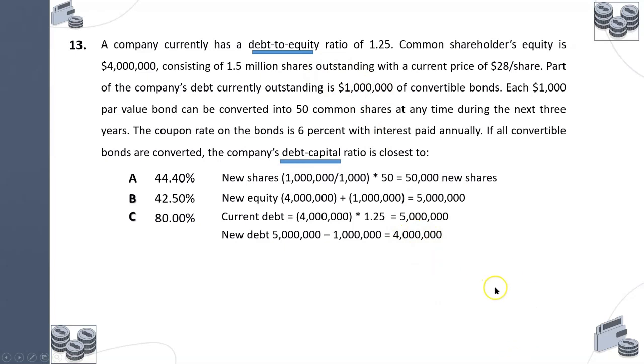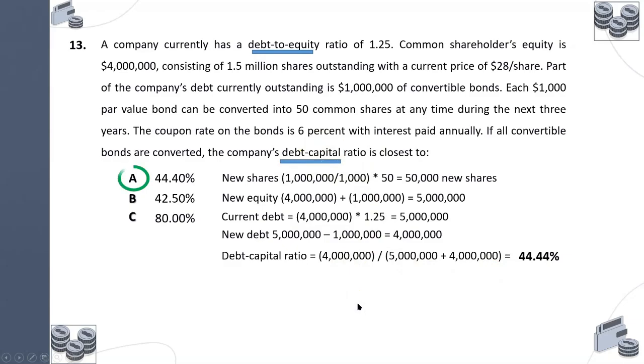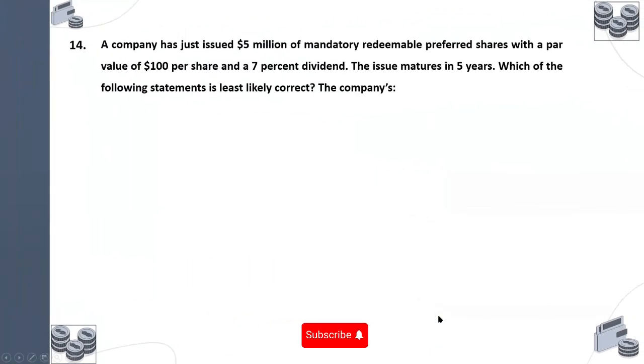Now I have all the figures to calculate the debt-to-capital ratio. I will divide the new debt by the new equity plus the debt, both of them. This is the new debt, divided by capital, that is the new equity figure plus the 4 million new debt. This is debt plus equity, which is the capital. This gives an answer of 44.4%, which gives answer number 8. Let us move on to question number 14.